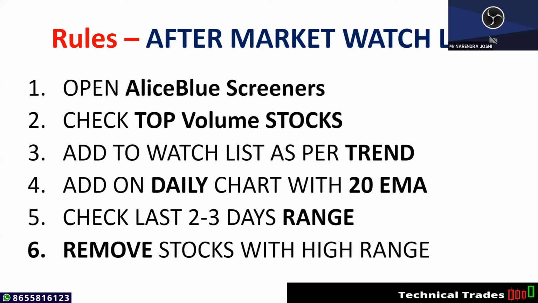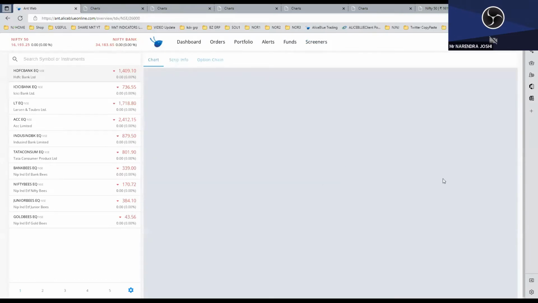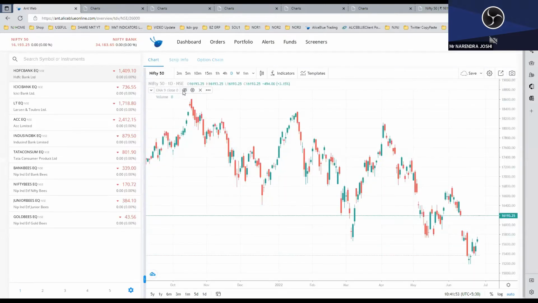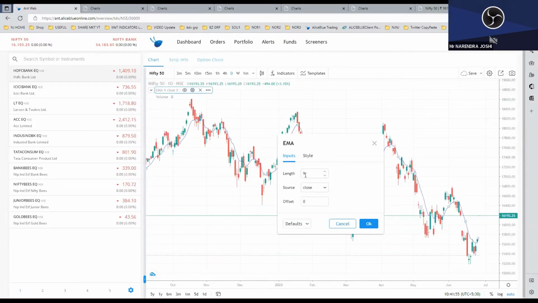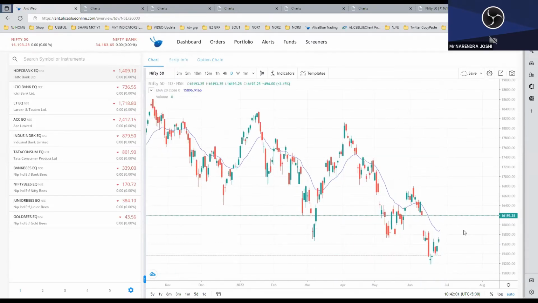So here I have selected 20 EMA. So as per that, market trend is down. Okay. So now on chart you can see this is 9 EMA. I am changing it to 20 EMA. Now see, as per the market trend, the short term market का जो trend है वो थोड़ा down है. 20 EMA मैं use कर रहा हूँ.